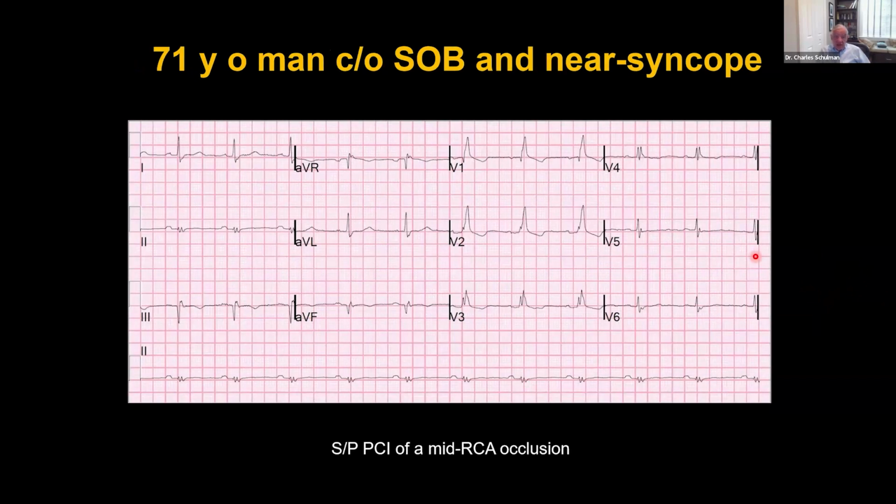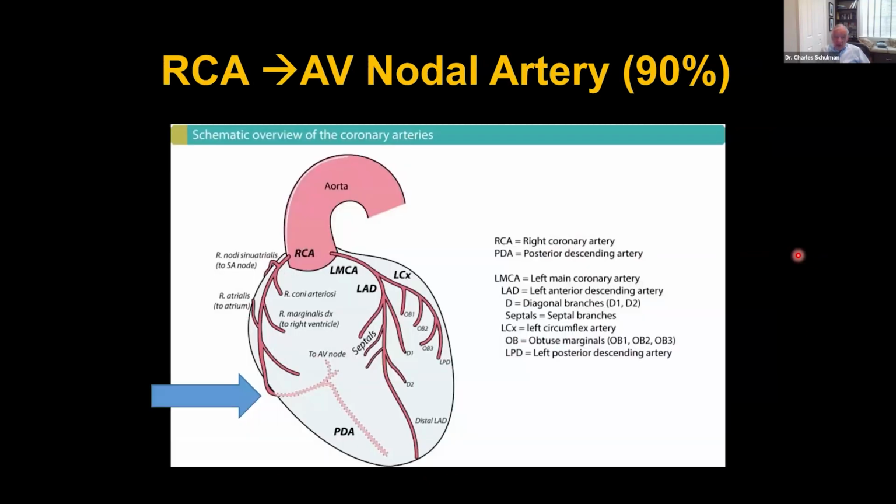So here, he's back in sinus rhythm, after a stent was placed in his mid-right coronary artery. Okay. And the reason he developed heart block is because the right coronary artery in 90% of patients feeds the AV nodal artery. So heart block in inferior myocardial infarctions is due to ischemia of the AV node.